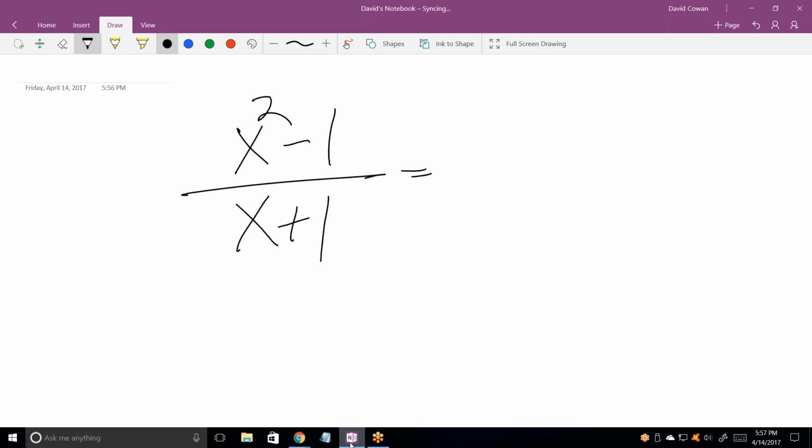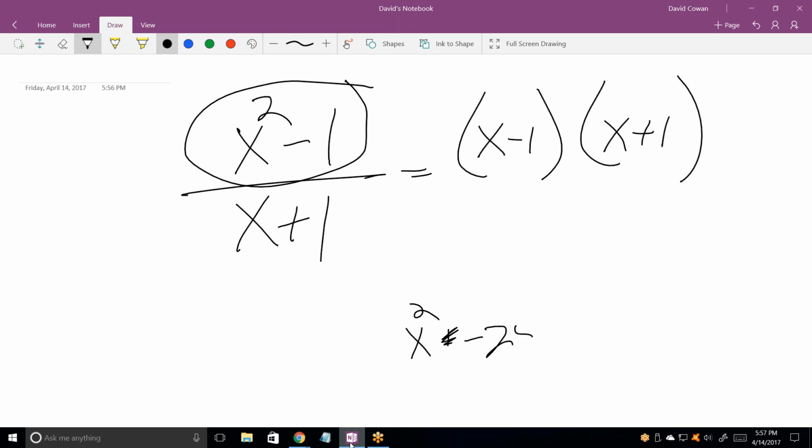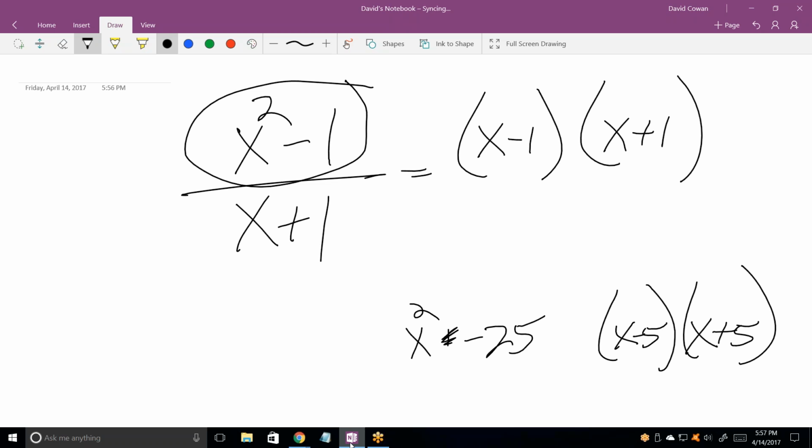Well, what you need to know here is that that is the difference of perfect squares, which means it factors into x minus 1 times x plus 1. Difference of perfect squares always factors like this. If I had x squared minus 25, it would factor into x minus 5 times x plus 5. So whenever you have difference of perfect squares, you can always factor it like that. Okay?